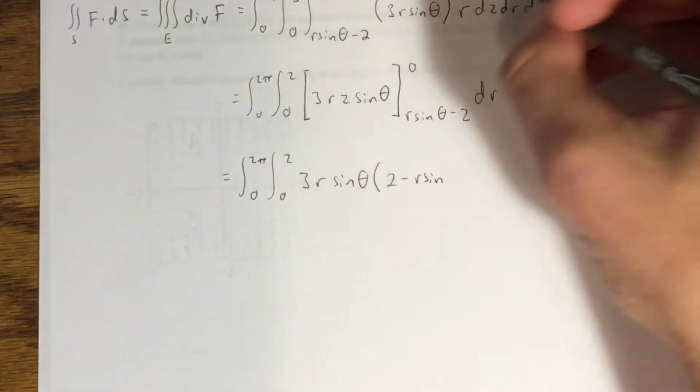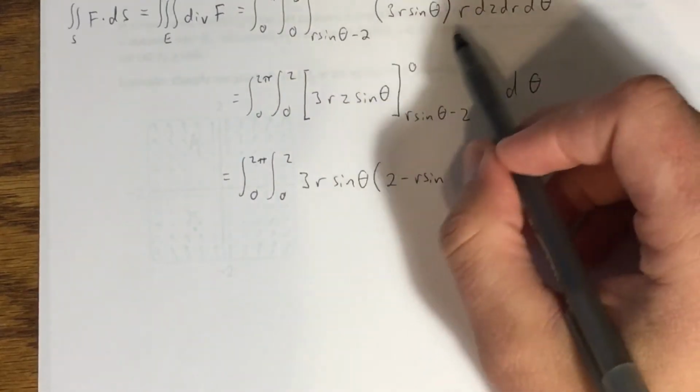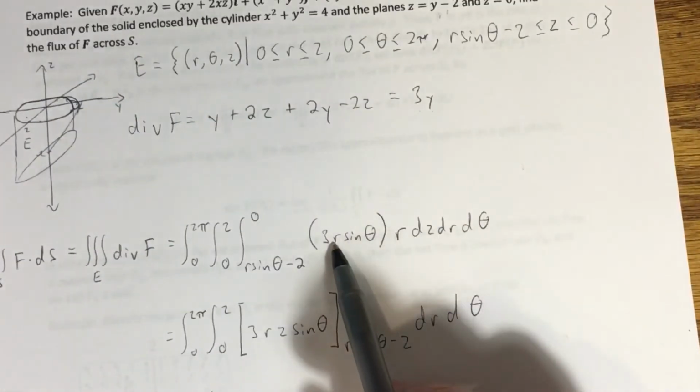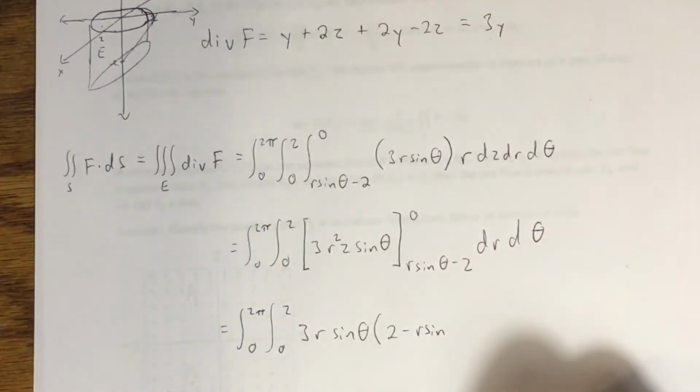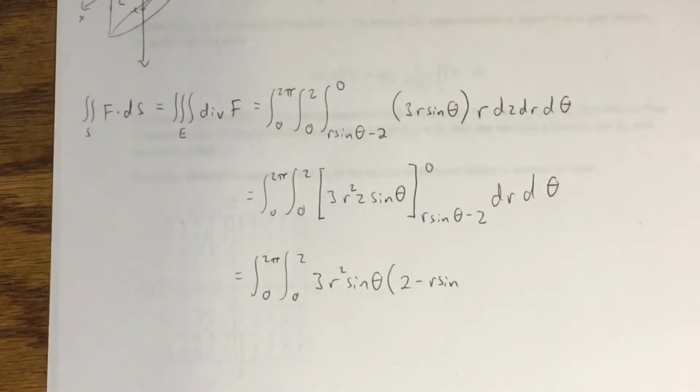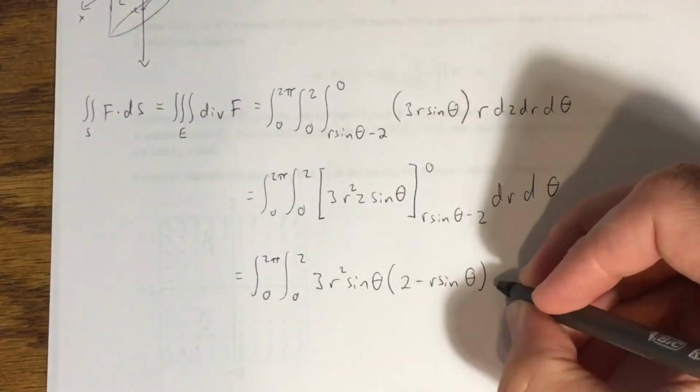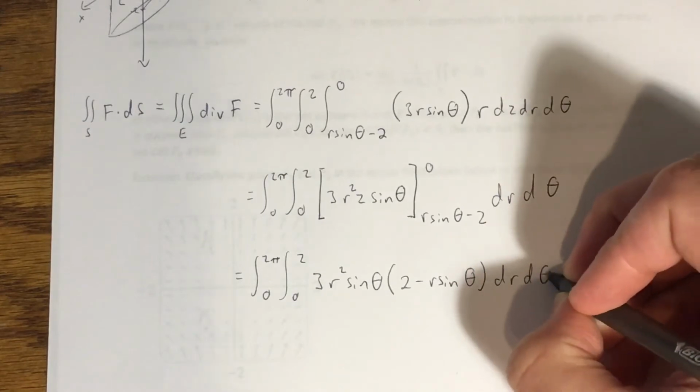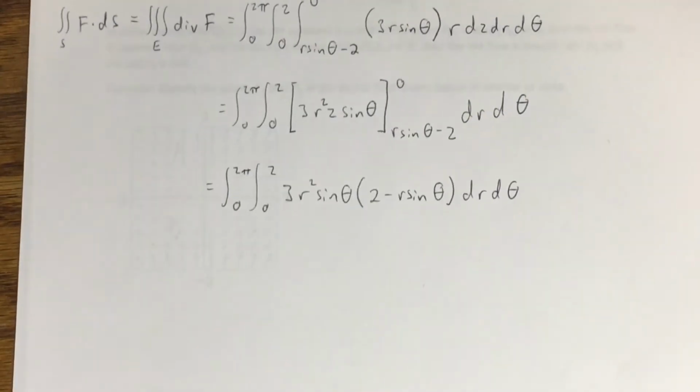Oh, actually, I'm realizing I left something important off here. Let's do this. This r here, I'm going to multiply it to this r here. That becomes r squared. Don't want to forget about that, making this an r squared as well. Okay, so now I have this dr d theta here. Let's go ahead and distribute.